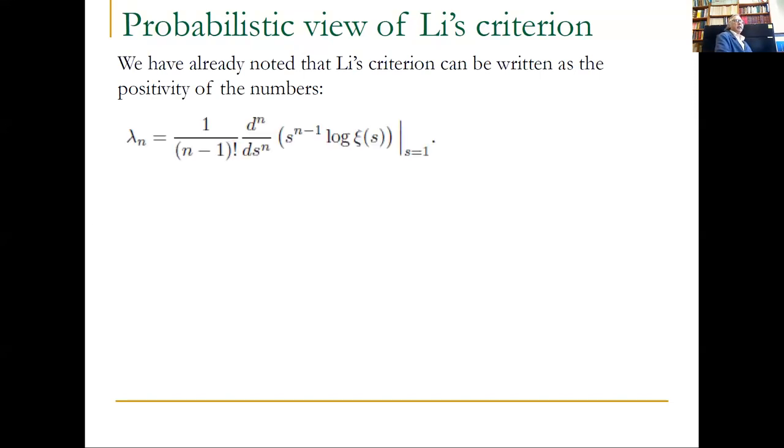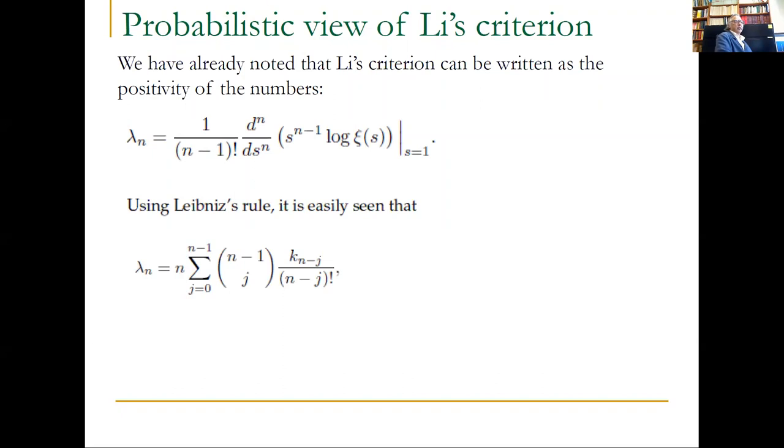We've already noted that the Li criterion numbers are given by this formula, lambda sub n, and using the Leibniz rule, we can rewrite this thing. Leibniz rule meaning if you want to compute the nth derivative of a product of two functions, then you have a binomial expression like this. And then lo and behold, you get a nice clean formula for the lambda n's in terms of the cumulants of the distribution attached to the Riemann zeta function.